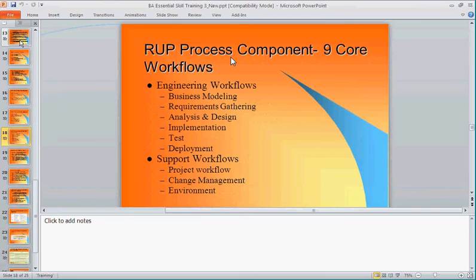Now this is something that we talked about in our last class. Remember when we were talking about our models? That they are engineering workflows, right? Process components that are directly related with the building of the software are called engineering workflows. Those are business modeling, requirements gathering, analysis, design, implementation, test, and deployment. And then we have the admin workflows, supporting workflows, project workflow, change management, and environment. Do you remember these?